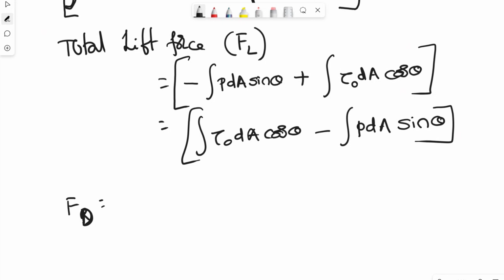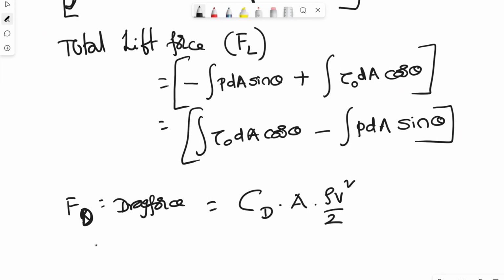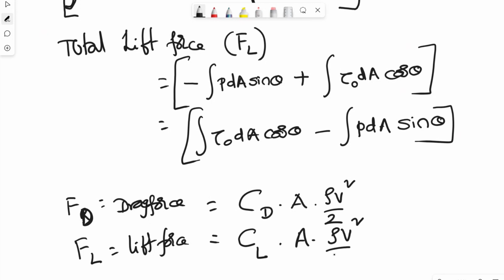I have given you the equations for drag force. The drag force is equal to integral P dA cos theta plus integral tau dA sin theta. How to analyze it? The equation given for it is CD into area into rho v square by 2. This is the equation for drag force. Similarly, lift force FL is equal to CL into A into rho v square by 2.